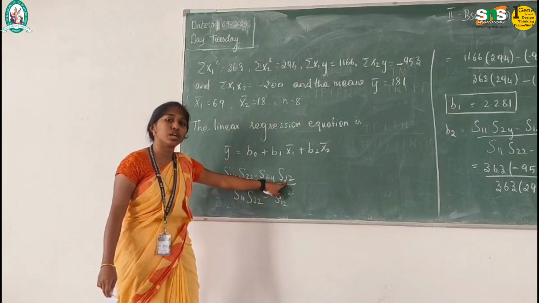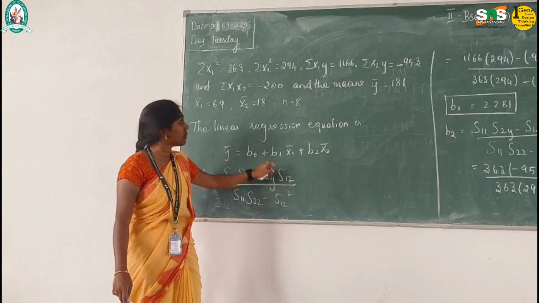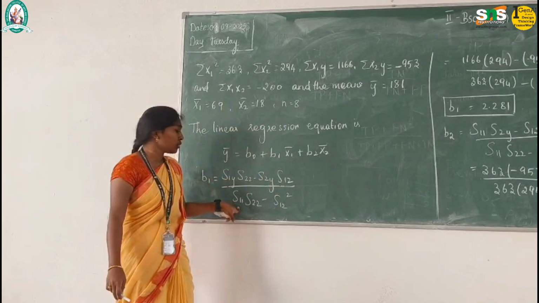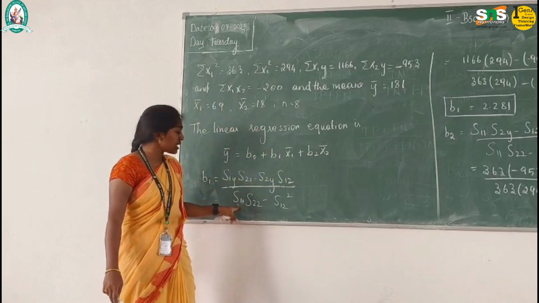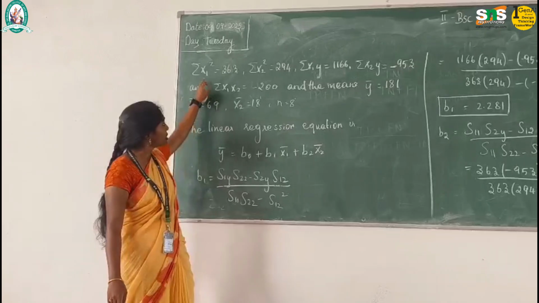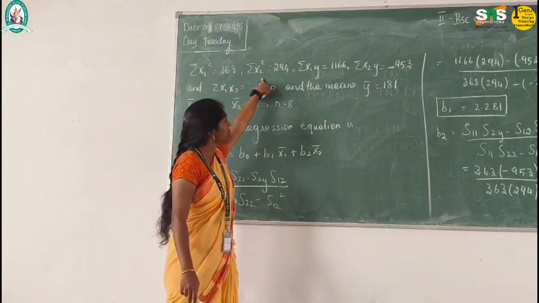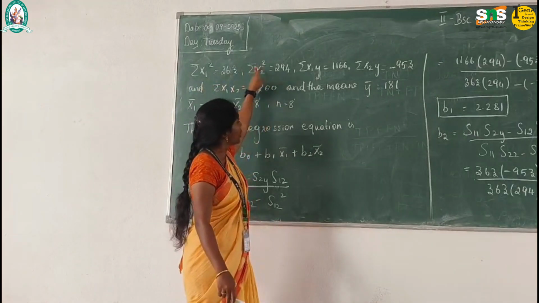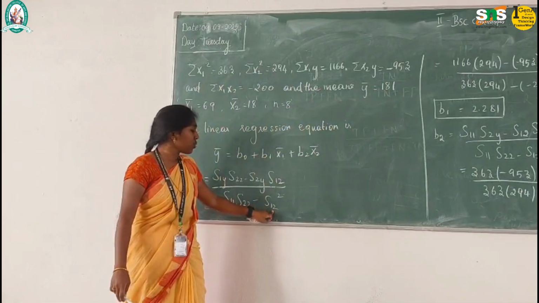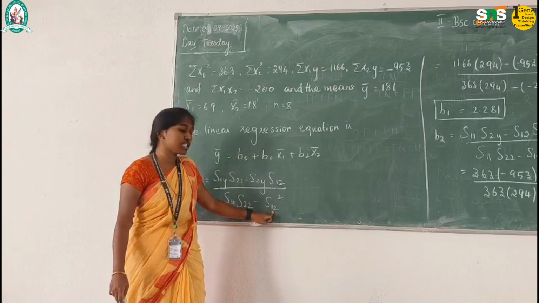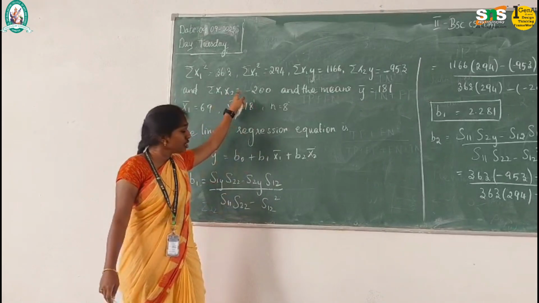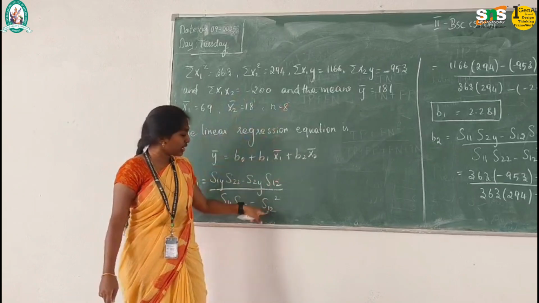The next one is s12, which means summation x1 x2. Summation x1 x2 value is minus 200. Then the whole divided by s11 and s22. S11 means summation x1 square and S22 means summation x2 square. The value of summation x1 square is 363 and the value of summation x2 square is 294. Next we substitute those two values in the denominator. Again minus of s12 square, which means summation x1 x2 the whole square. The value of summation x1 x2 is minus 200, so we substitute that minus 200 in this place.